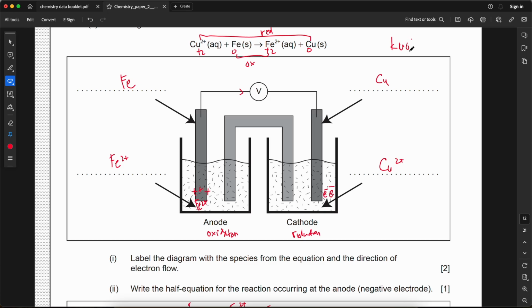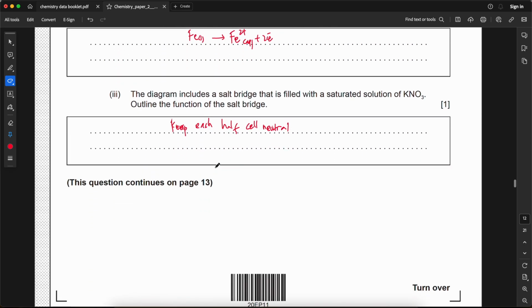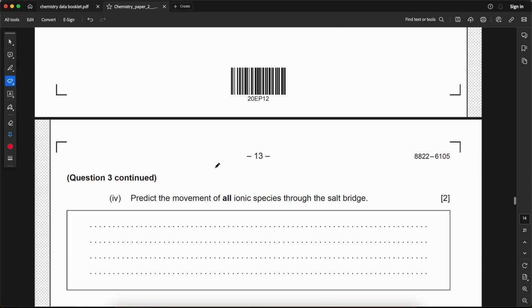KNO3, that would be K+ and NO3-. So NO3- will go towards this way, and K+ will go towards this way, because 2 negative right here is too many electrons. So K+ will neutralize this area. NO3-, because 2 positive, too many Fe2+ are produced, so it will also neutralize this area. All right.